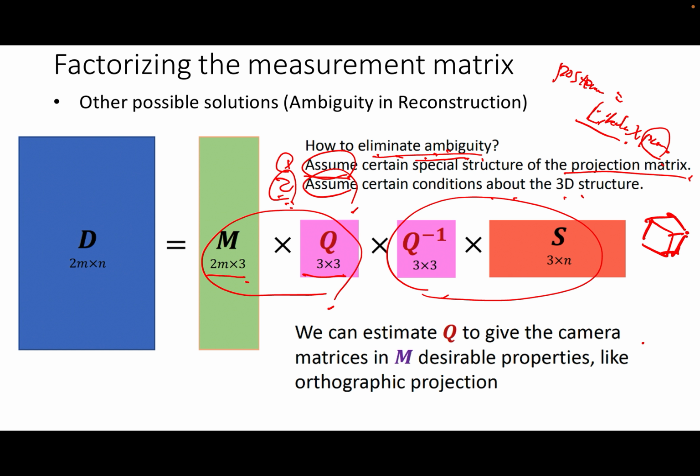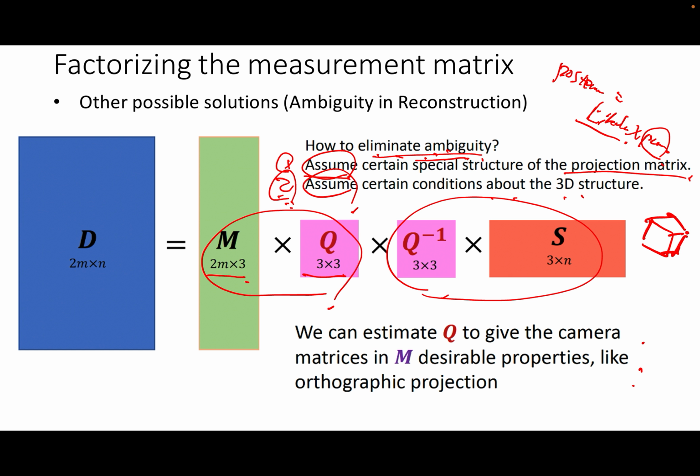Then we can estimate Q to give the camera matrices in M desirable properties like orthographic projection. We will not see the details. How can we estimate Q? How can we give some constraint to matrix M? That is a little bit complicated. We will not see details, but the important thing is that you need to understand why we have this kind of ambiguity in SfM, and how we can eliminate ambiguity. What is the typical way to eliminate ambiguity? What did people do?